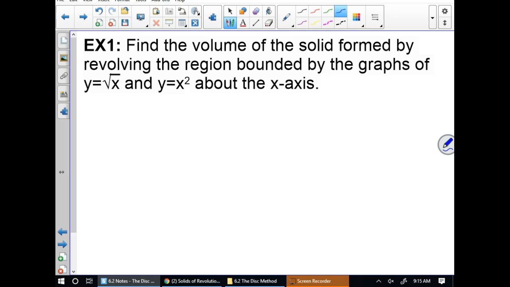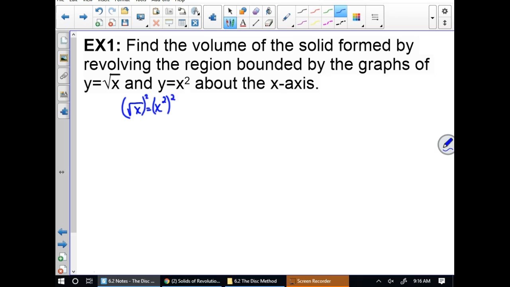So we have to find the volume revolving the region bounded by the graphs of y equals square root of x and y equals x squared about the x-axis. So first we need to figure out where those two intersect so we have an idea of what this graph is going to look like. So if I set these equal to each other, I've got square root of x equals x squared. What would I do to solve that? I would probably square both sides.